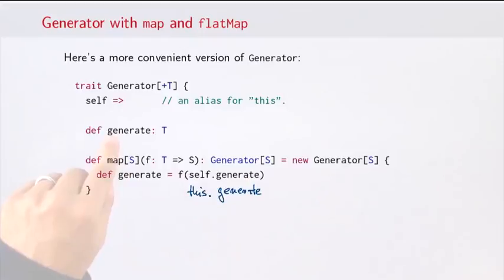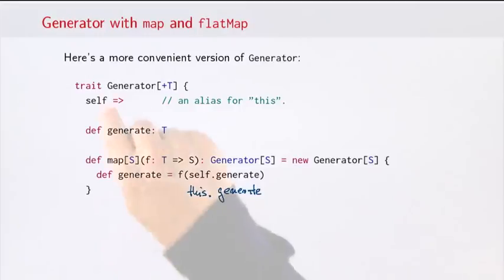That's this generate method here. And the way we can achieve that is that we define an alias for the this value of this object out here using the syntax self arrow. So that would define an alias name for the this term of the class over here. So writing then self.generate would defer to this method over here.